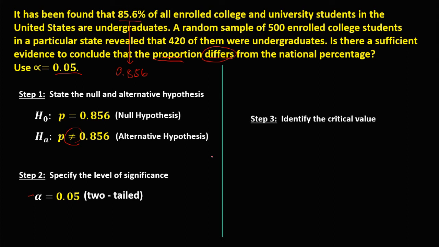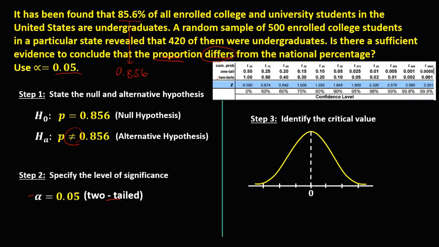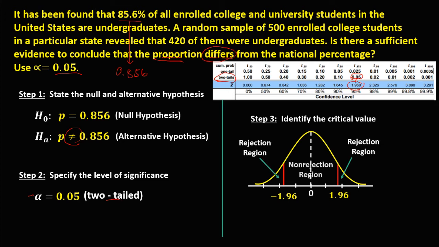Then for step 3, we need to identify the critical value. From the given level of significance, alpha is 0.05 and two-tailed. In the table, the critical value is 1.96. Since two-tailed, we have positive 1.96 and negative 1.96. This is now the rejection region, and this area is the non-rejection region.